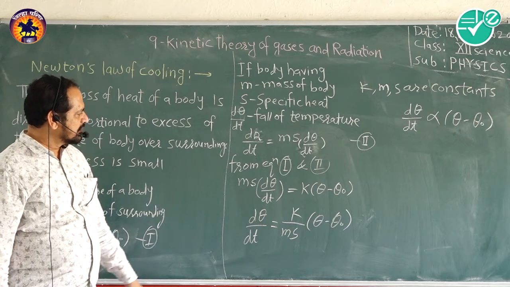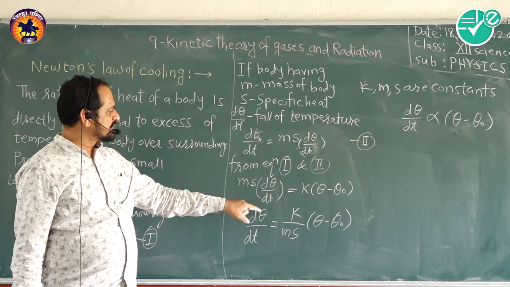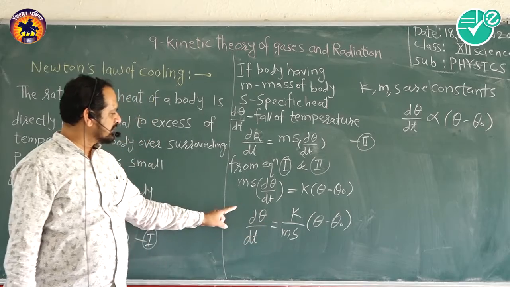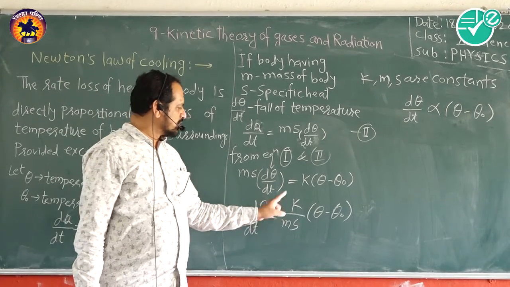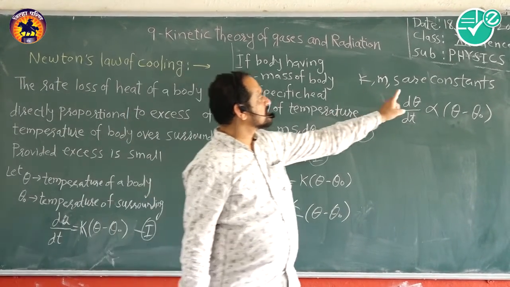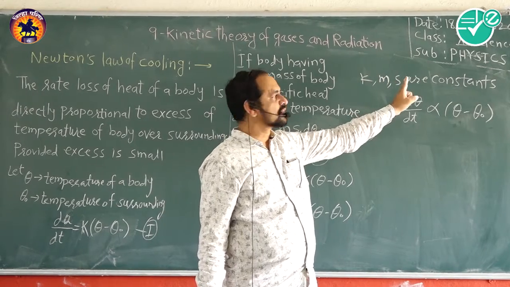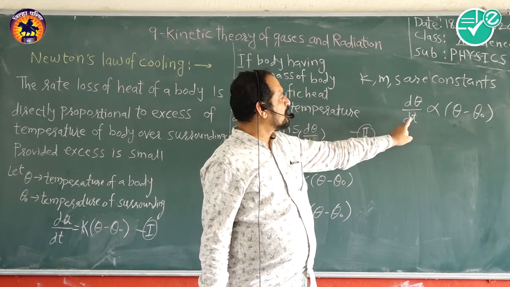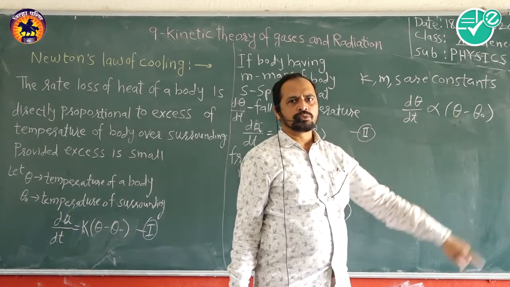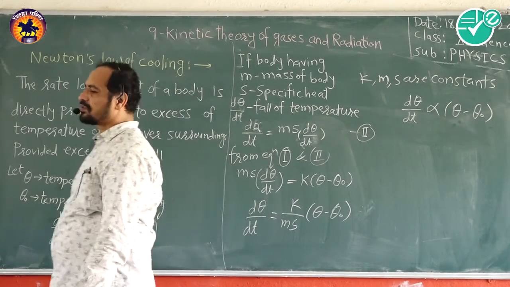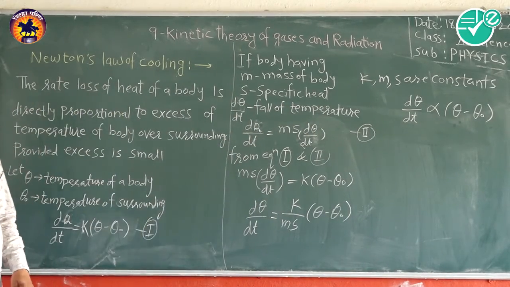So if we rearrange the equation, d theta upon dt is equal to k upon m s into theta minus theta 0, where k, m, s are constant values. So we can write d theta upon dt is directly proportional to theta minus theta 0. So this is about Newton's law of cooling.